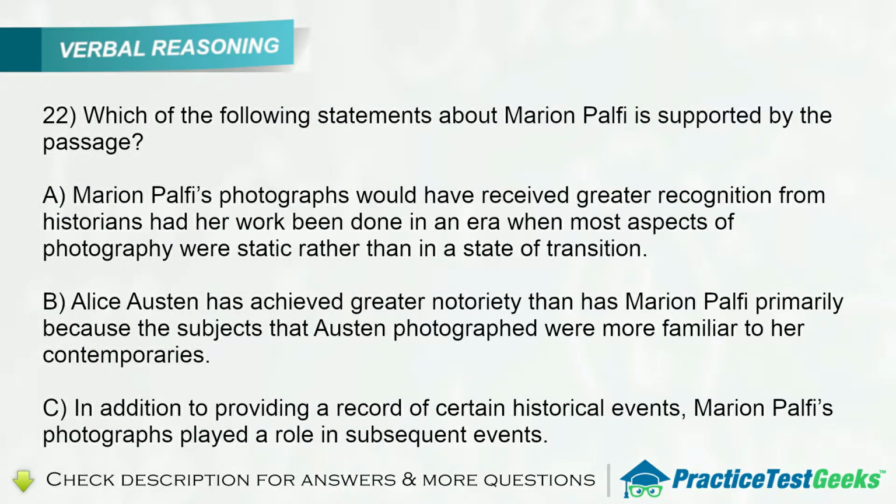Question 22. Which of the following statements about Marian Palffy is supported by the passage? A. Marian Palffy's photographs would have received greater recognition from historians had her work been done in an era when most aspects of photography were static rather than in a state of transition. B. Alice Austen has achieved greater notoriety than has Marion Palffy, primarily because the subjects that Austen photographed were more familiar to her contemporaries. C. In addition to providing a record of certain historical events, Marion Palffy's photographs played a role in subsequent events.